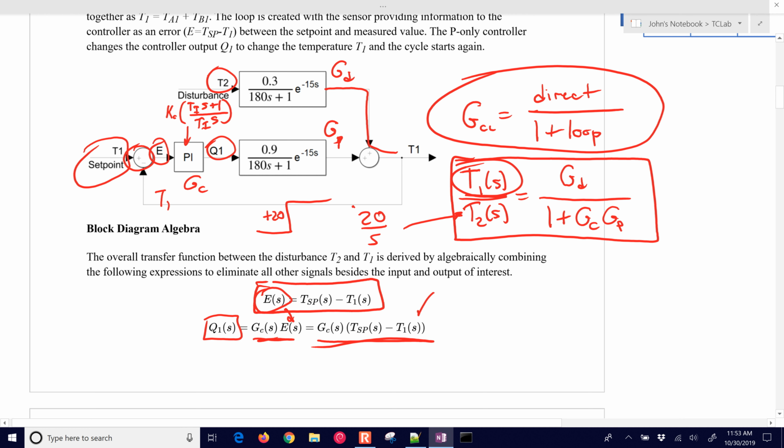Alright, and the parentheses here, (s), that just indicates that T1 is a function of a Laplace variable. It's a signal that's in the Laplace domain.